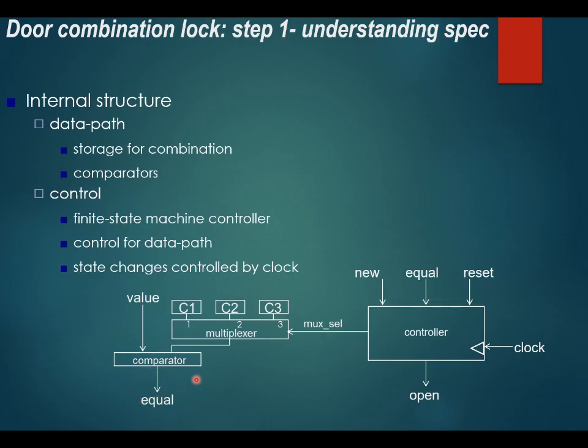By realizing the existence of this signal in the system, we will realize that we need an equal signal as the input to the FSM, so that the controller knows the comparison result and it can make a decision on the transition of the states.